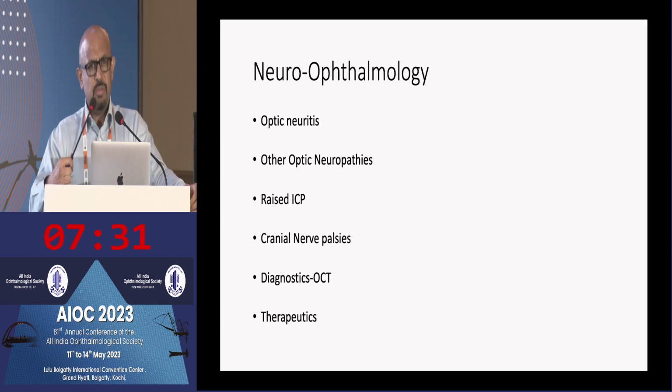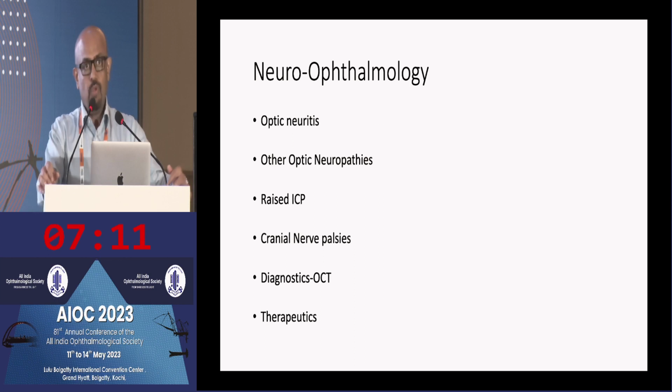Raised ICP by and large is one disease where the distinction between pediatric disease and adult disease is blurred. Both behave in a similar way with similar etiological factors. Though OCT has gained quite a bit of role, and I'm going to talk about the role of OCT in optic neuropathies and also in pediatric diseases.